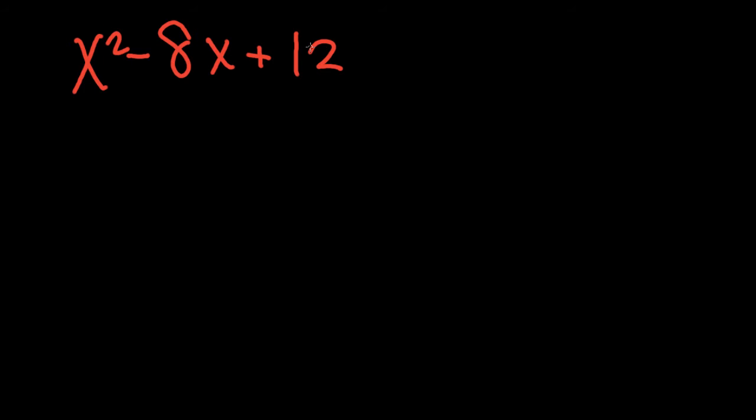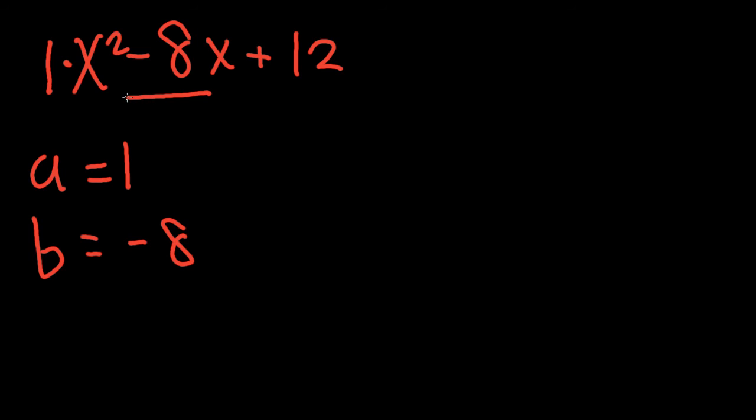Notice how in this equation we have the 1 there. It's 1 times x squared technically. That's all I mean when I say a leading coefficient of 1. So in this case, I could write a is equal to 1, b is equal to negative 8, because we're including that entire negative sign with it, and c is equal to 12.